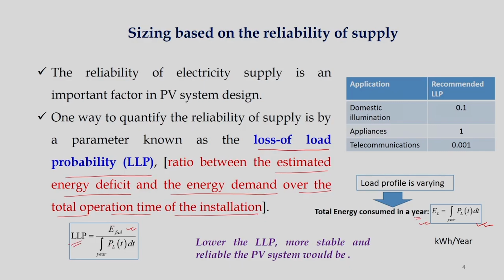The value of this LLP for domestic illumination is about 0.1, which is recommended by international societies, and for other appliances it is 1, but in telecommunication it is 0.001. These values we should keep in mind while designing the system with reliability of supply. So, what we understand is, the lower this LLP, the more stable and reliable the PV system would be. This is a very important observation about reliability of supply.